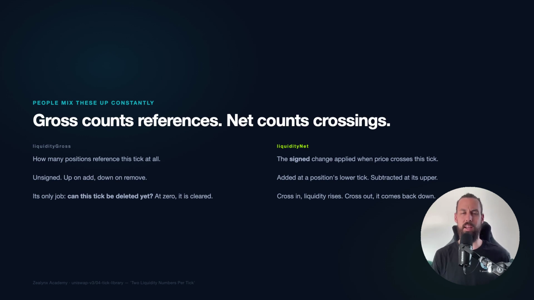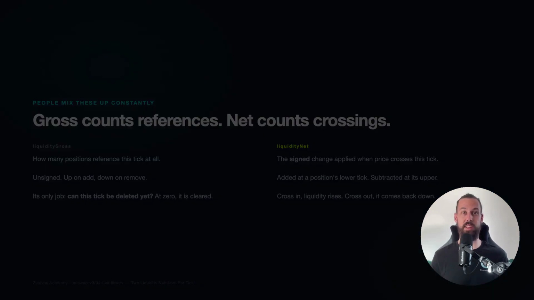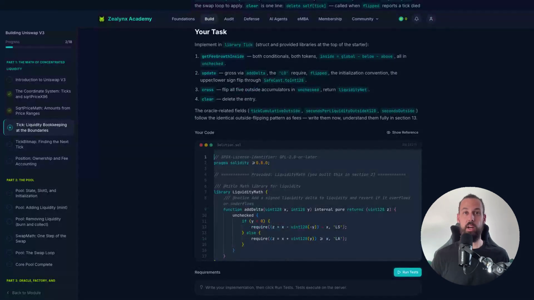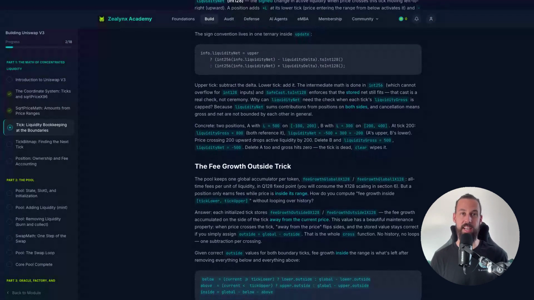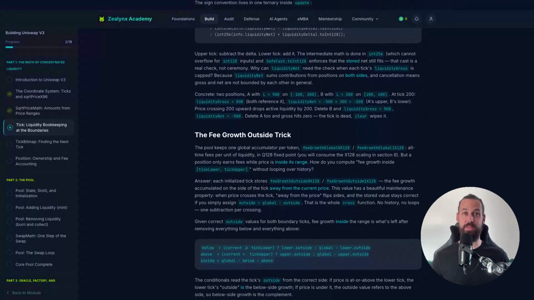Liquidity net is signed. It's the change applied when the price crosses this tick. Added at a position's lower tick, subtracted at its upper. So the same position touches both ticks, but in opposite directions. Cross into the range, liquidity goes up. Cross out, it comes back down. That's the whole mechanism for tracking active liquidity as price moves.